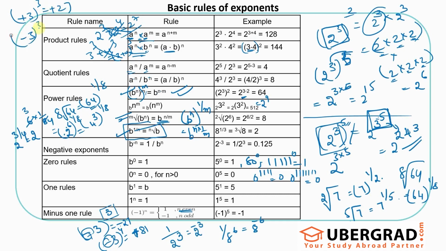Minus 3 whole power 3 is minus 27. So the sign is retained because the power is odd. If the power is even, 3 power 4 is 81, and minus 3 whole power 4 is also plus 81. So irrespective of what the sign is internally, it will be plus. That's the concept that you need to understand.